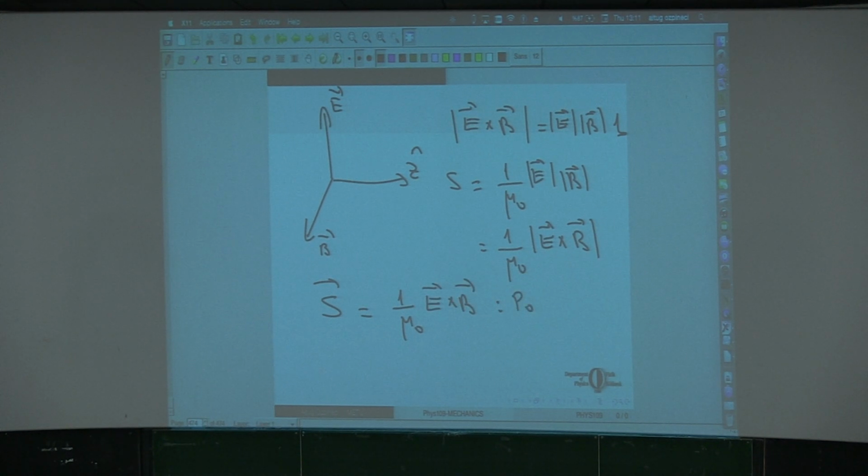This is called the Poynting vector. It describes the energy flow through a unit area per unit time. It has the correct direction and the correct magnitude. So this describes how much energy flows through a given region, through a given area.